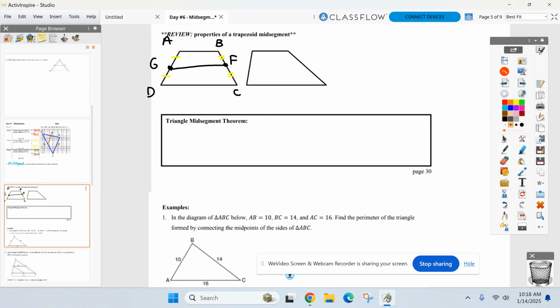What do you remember about a midsegment of a trapezoid? A little review here. What do you know about it? One thing only. It's parallel to DC and AB. There we go. There's my first one. It is parallel to the 2 bases. So GF is parallel to DC and AB. I'm just going to write that in.